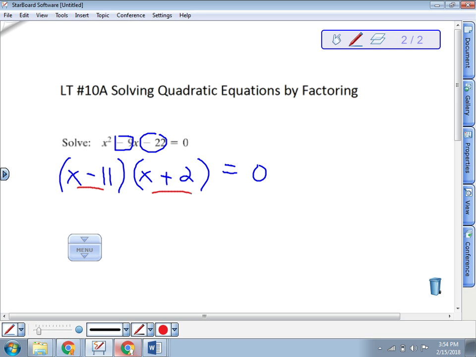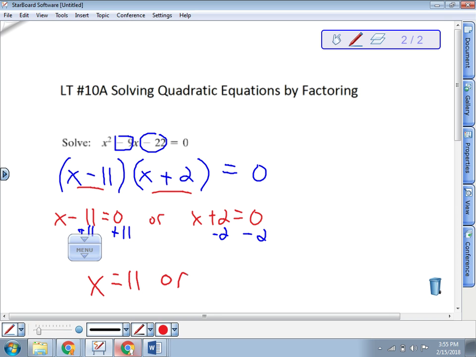Set each of these equal to 0. So I'm going to say x minus 11 equals 0, or x plus 2 has to equal 0. And then again, solve. Add 11, subtract 2. So our final answer is going to be x equals 11 or negative 2. And there you go. So the only added step is setting each factor equal to 0.